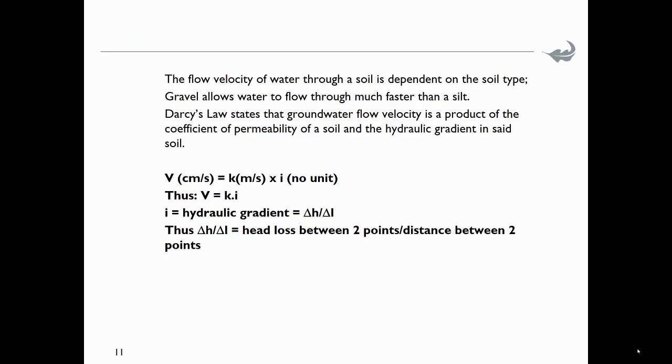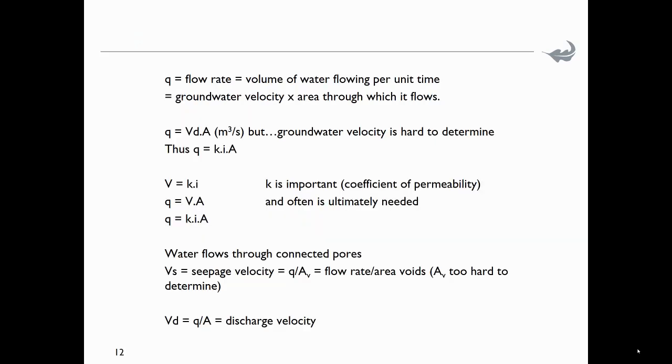If you look at the picture again, the original picture of the red soil, the head loss between the first pipe and the second pipe is represented by this delta H over delta L. It's change in height over the distance. So Q, which is the flow rate, is the volume of water flowing per unit time. In other words, it's groundwater velocity times the area through which it flows. Q is therefore the discharge velocity, Vd, times the area.